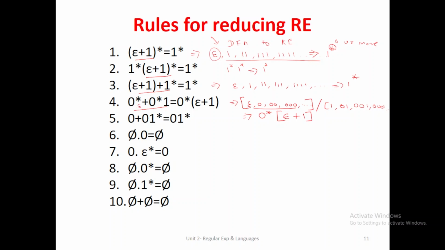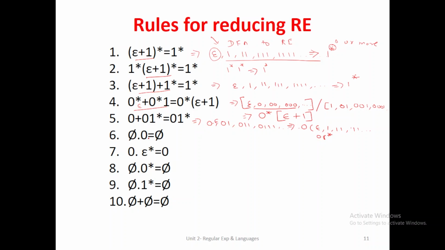0 star can also be written as 0 star epsilon. Okay. If you take the fifth rule, either the string contains 0, or a 0 with single 1, or a 0 with 2 1s, or a 0 with triple 1, like that. What is the meaning of the first one? Either the string contains 0 dot epsilon, like that. So you take 0 commonly outside. The other strings are epsilon, 1, 1 1, triple 1, like that, which will be written as 0 1 star. So that is the answer for this one.